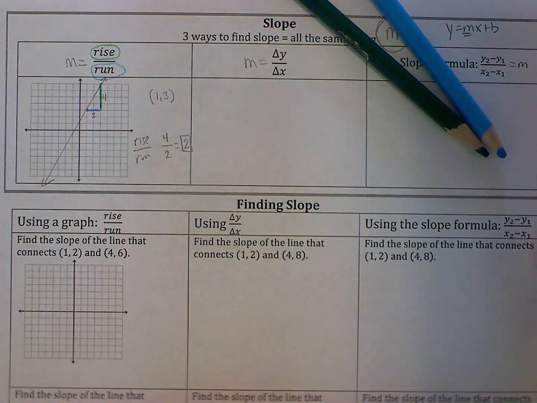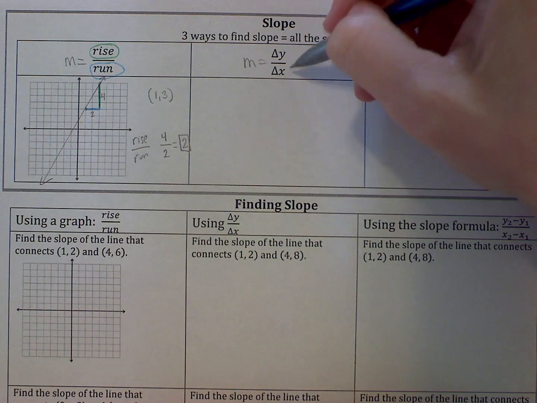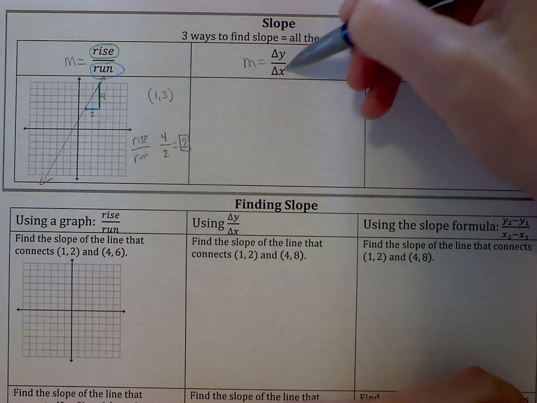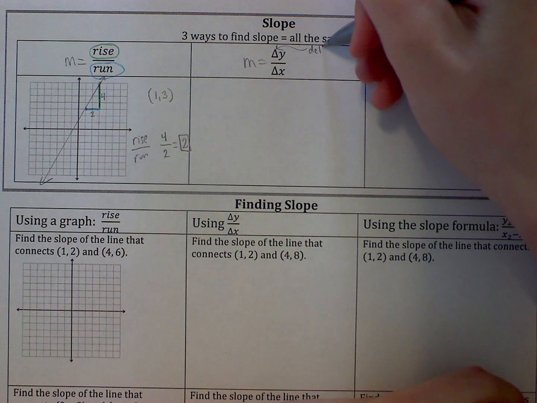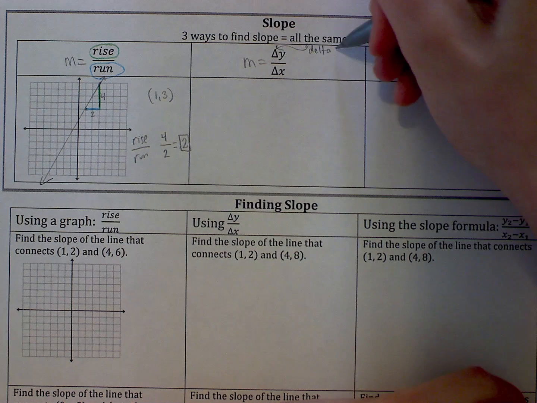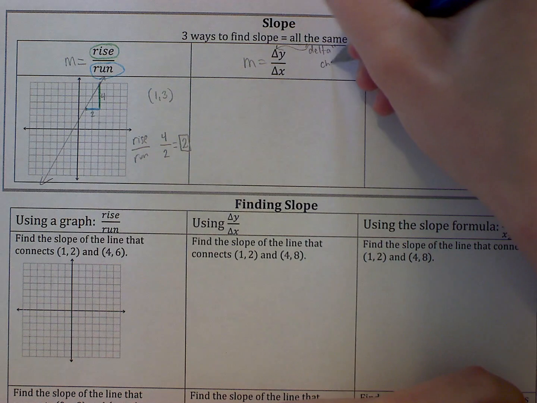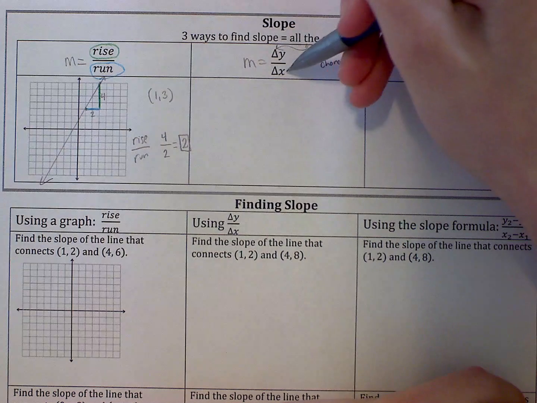Okay. Now, this next method, I want to show you how it's very much the same. It's called change in y over change in x, right? This symbol is called delta. That's what the symbol is called. You'll see it in science as well as math. And it just means change. So this means how much does the y value change and how much does the x value change.